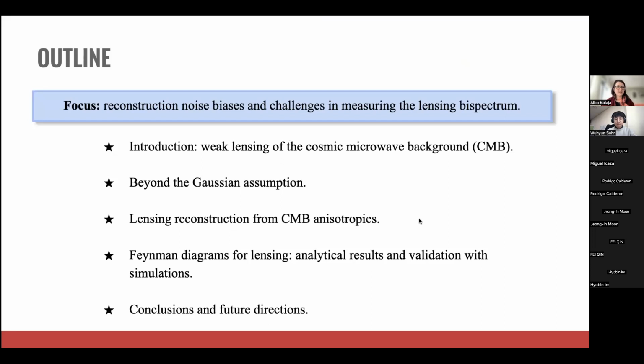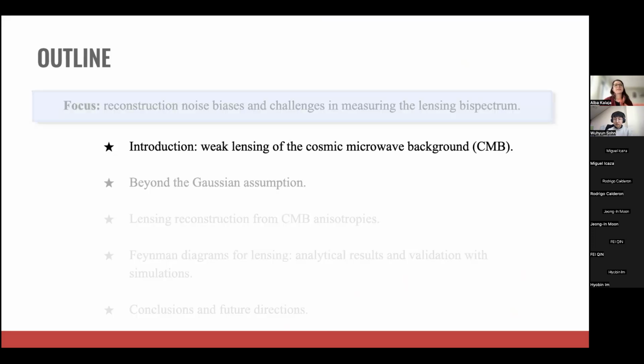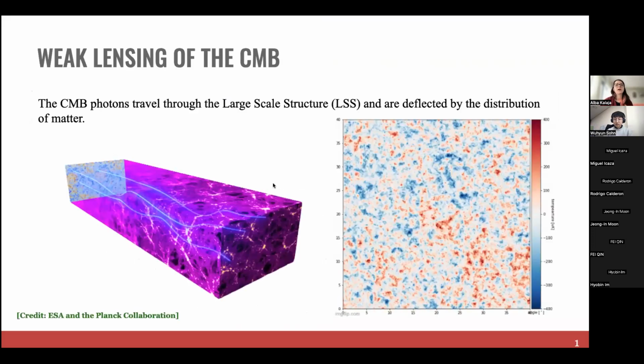And then I will explain why we go beyond the Gaussian assumption and we look at the bispectrum. And I will give a brief overview about the lensing reconstruction from CMB anisotropies. And then I will go to the core of our work and show some analytical results and simulations, and in particular of how we use Feynman diagrams for lensing. And I will give my conclusions. So let's start from the introduction.